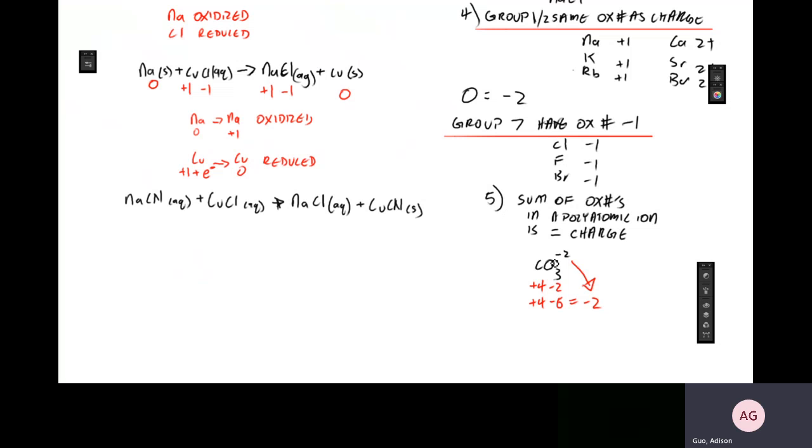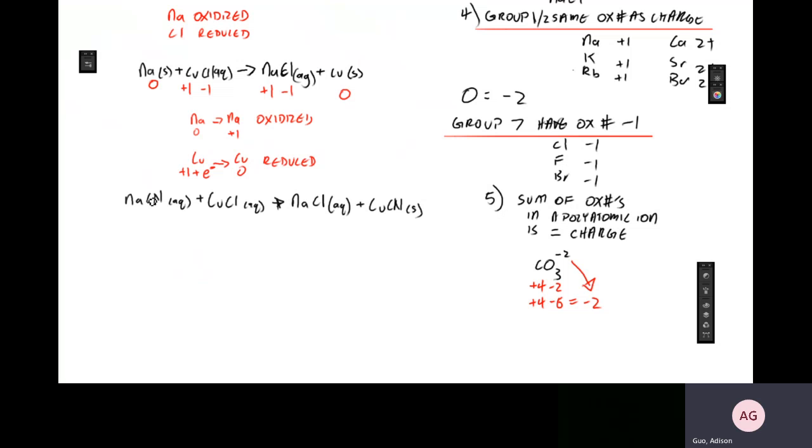So we were able to do this one because we knew it had oxygen, and oxygen really never changes. So that's why we could say it's -2, and because it's -2 and we have three of them, we're going to have a total of -6. And since the whole thing has to add up to -2, this has to be a +4.